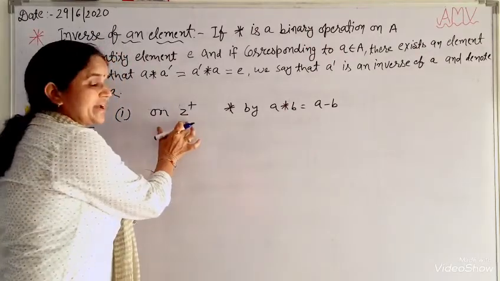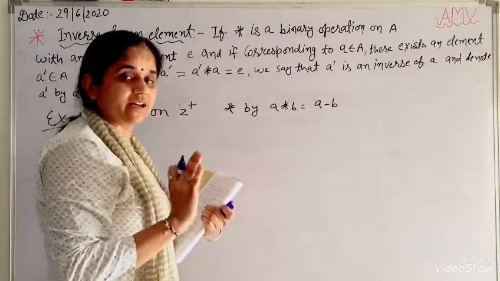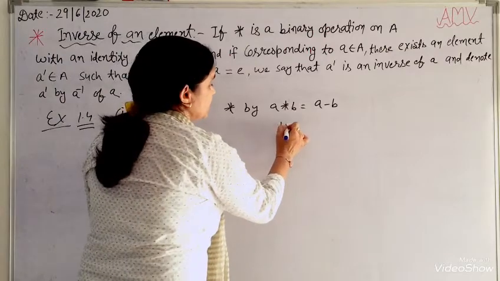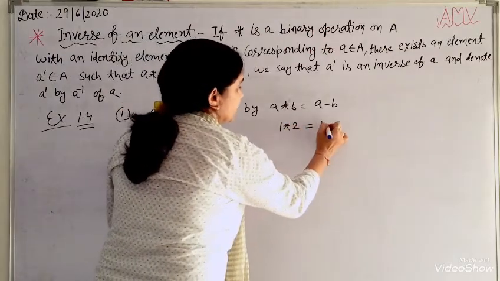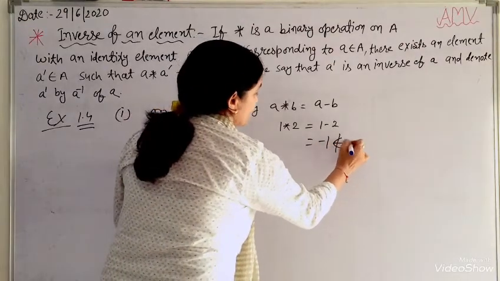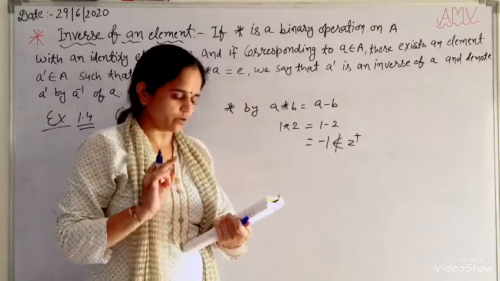Take any two elements. The set is only Z plus, so we cannot take negative numbers, student. And if we apply 1 star 2, then it is 1 minus 2, which is minus 1. It does not belong to Z plus, so it is not a binary operation.